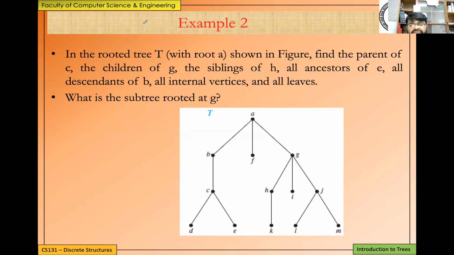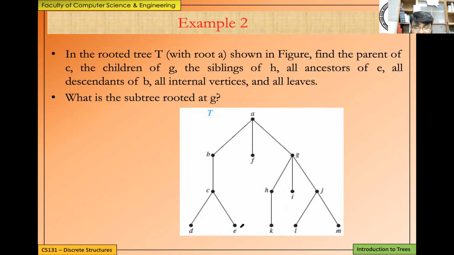So let's suppose that we have the rooted tree T with root A as shown in the figure. Find the parent of C. What is the parent of C? Parent of C is B. The children of G: G has got H, I, J as its children. The siblings of H are I and J. All ancestors of E are basically C, B, and A. Those are the ancestors of E. All descendants of B are basically C, D, and E. So those are all the descendants of B.